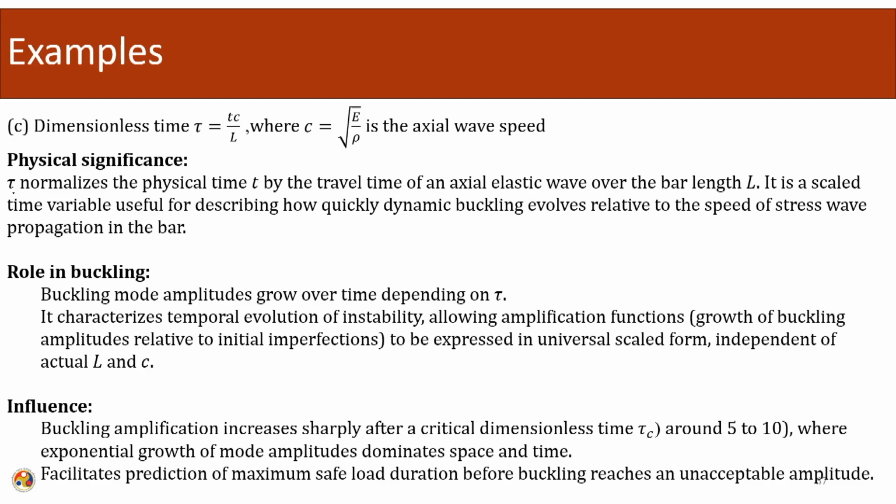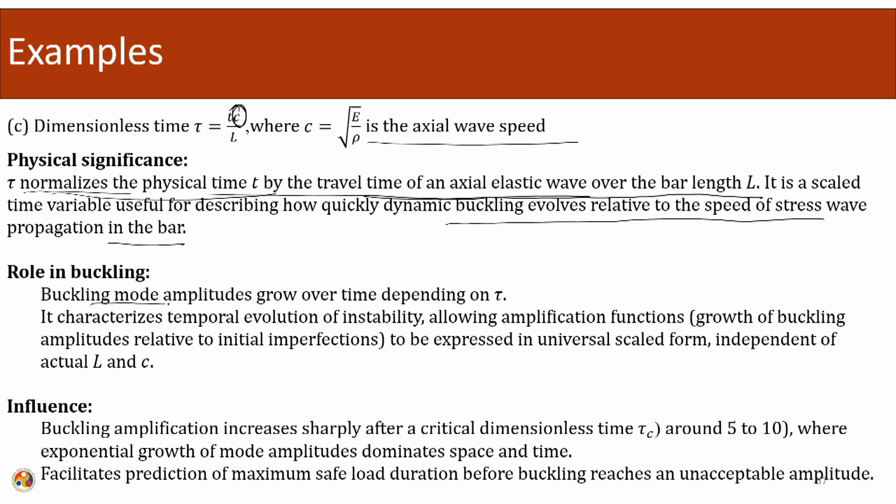The effect of the dimensionless time. So, what tau is doing is that it normalizes the physical time by the time travel of the elastic wave over the bar length. So, what is being done is that it is being normalized with respect to the axial wave speed. So, it is a scaled time variable used for describing how quickly the dynamic buckling evolves relative to the speed of the stress waves in the bar.